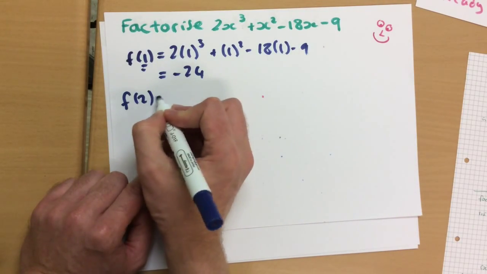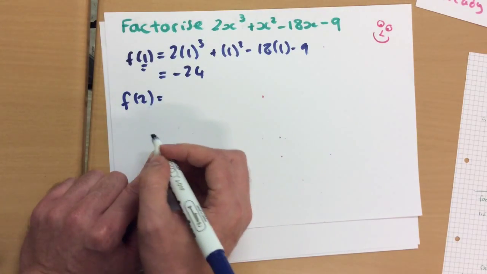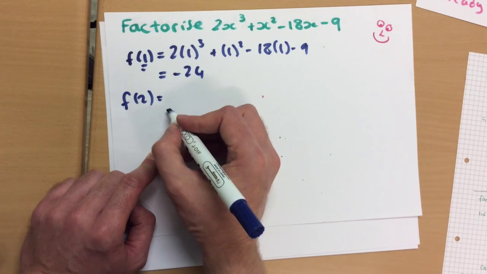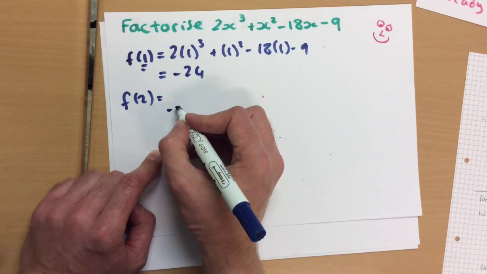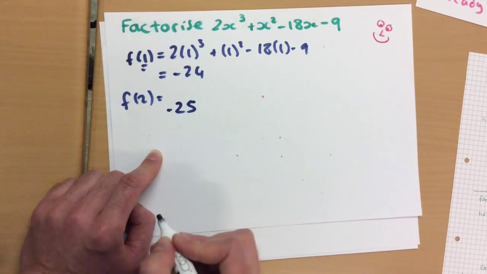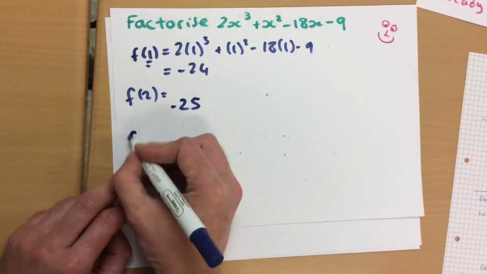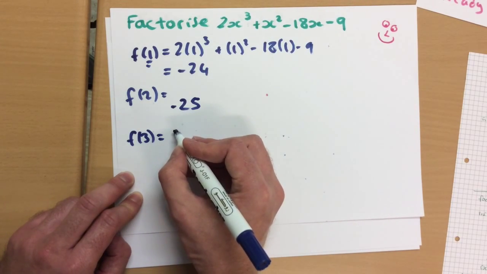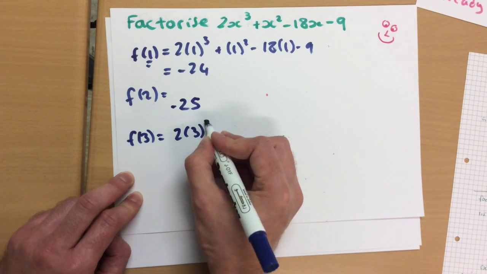We try 2. You substitute it in, and that gives us a solution of, well, you can work it out if you pause it quickly, but negative 25. Now you can try 3. So try 3 and see what you get.